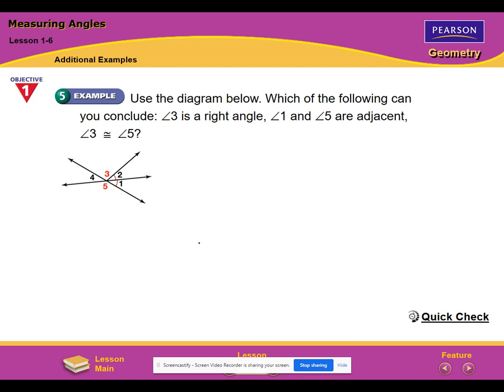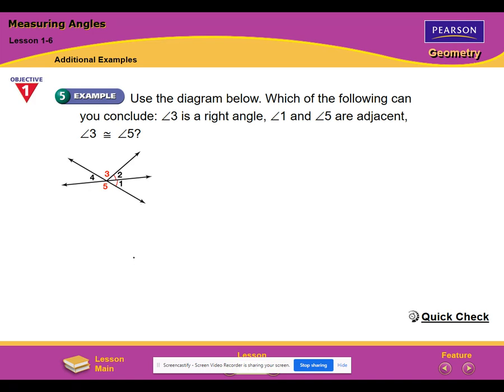Okay. What about angle 1 and angle 5 are adjacent? Well, look at your definition. Angle 1 and angle 5, are they coplanar? I didn't really emphasize that in the notes, but coplanar would mean they're drawn on the same plane, probably your computer screen, right? They are coplanar. Do they have a common side? Angle 1 and angle 5 do have this as their common side right here.